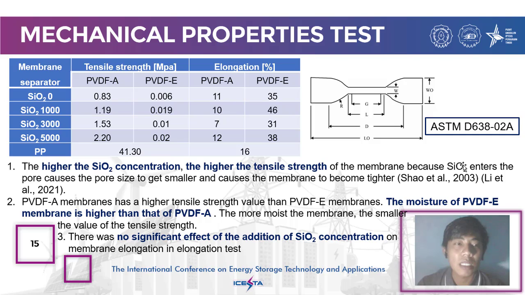Mechanical property test. The higher the SiO2 concentration, the higher the tensile strength of the membrane, because SiO2 enters the pores, causing the pore size to get smaller and the membrane to become tighter. PVDF-A membrane has a higher tensile strength value than PVDF-E membrane. The moisture content of PVDF-E membrane is higher than PVDF-A.